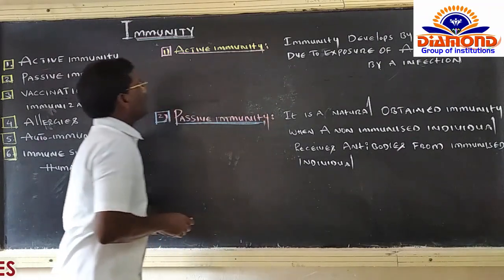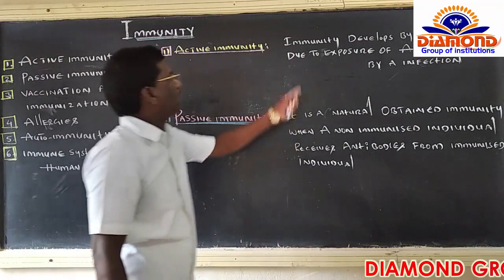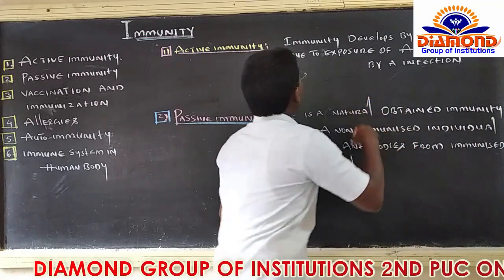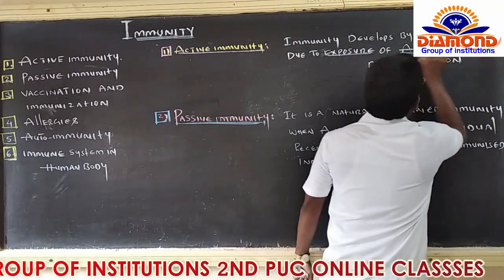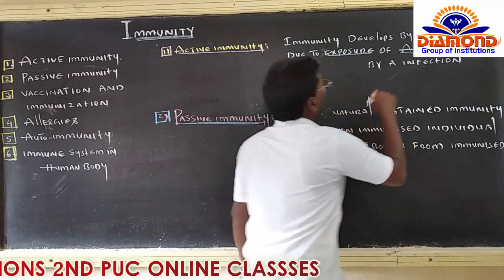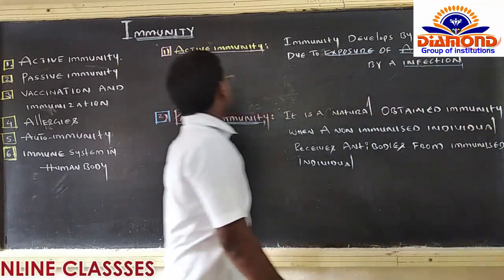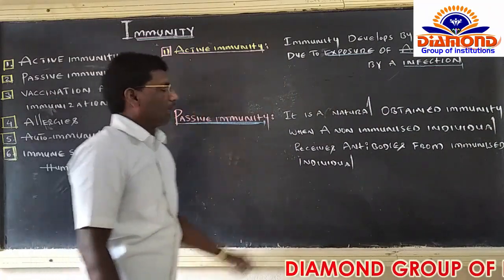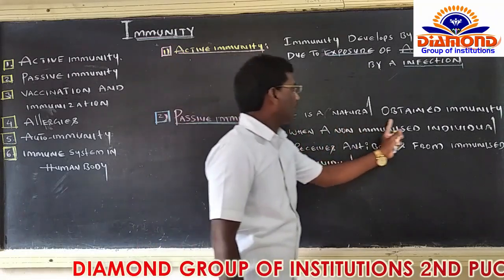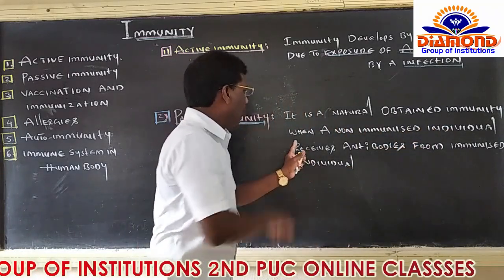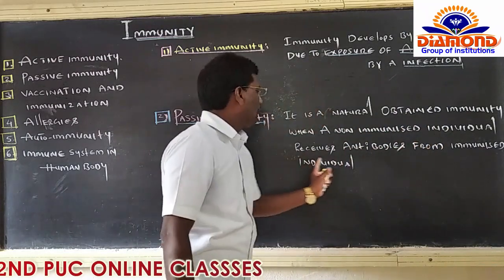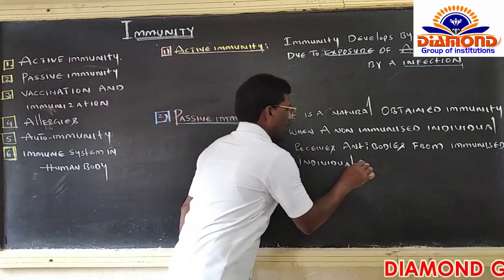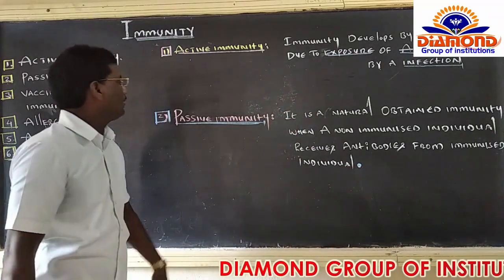Right. If you are looking at the active immunity definition, immunity developed by an individual due to exposure of a particular antigen or by an infection is called active immunity. Right. Number 2, passive immunity. What is meant by passive immunity? It is a naturally obtained immunity when a non-immunized individual receives antibodies from an immunized individual. This kind of phenomenon or process is called passive immunity.